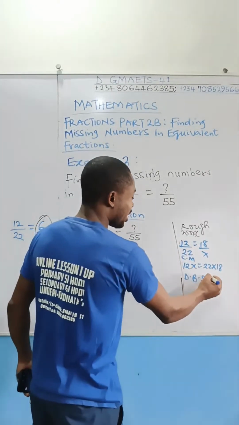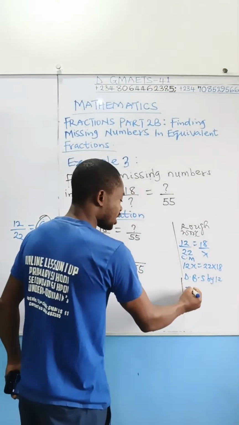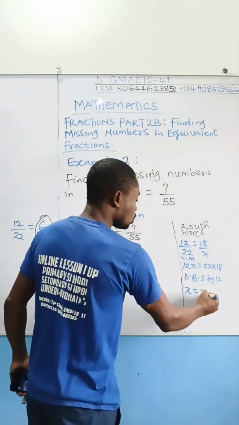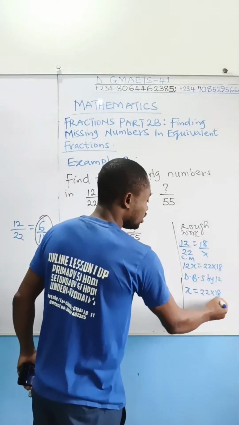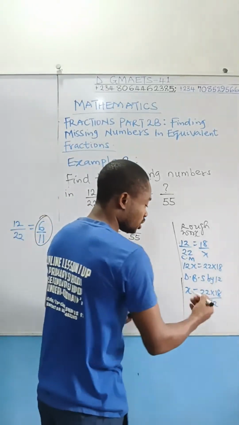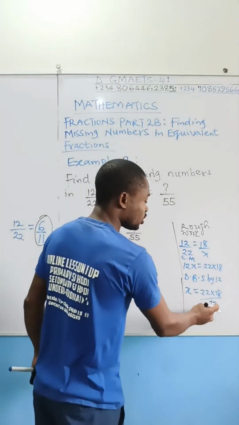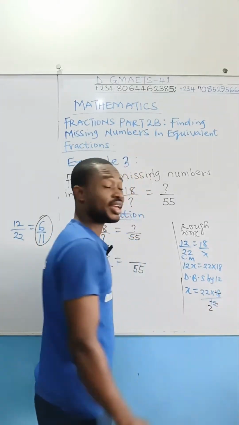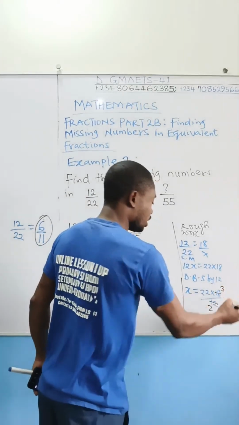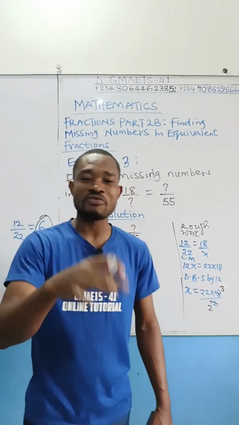Divide both sides by 12. If you divide 12x by 12, you will get x remaining. Then come to this 22 times 18 divided by 12. If you divide this by 12, what will you get? Watch. 2 can reduce this if you want, or you can say 6 can divide 12, you get 2. 6 can divide 18, it will give you 3. Then again, you can reduce. I've taught you how to reduce fractions.